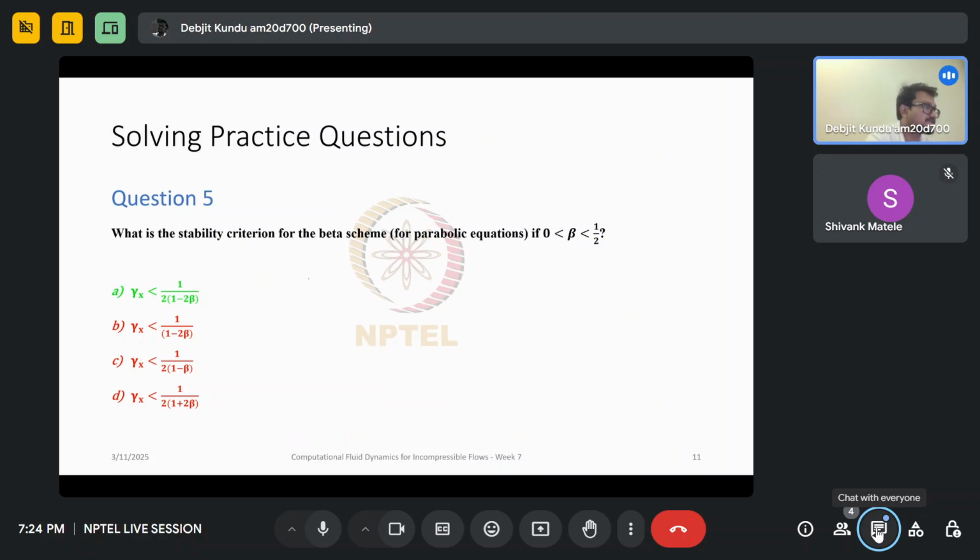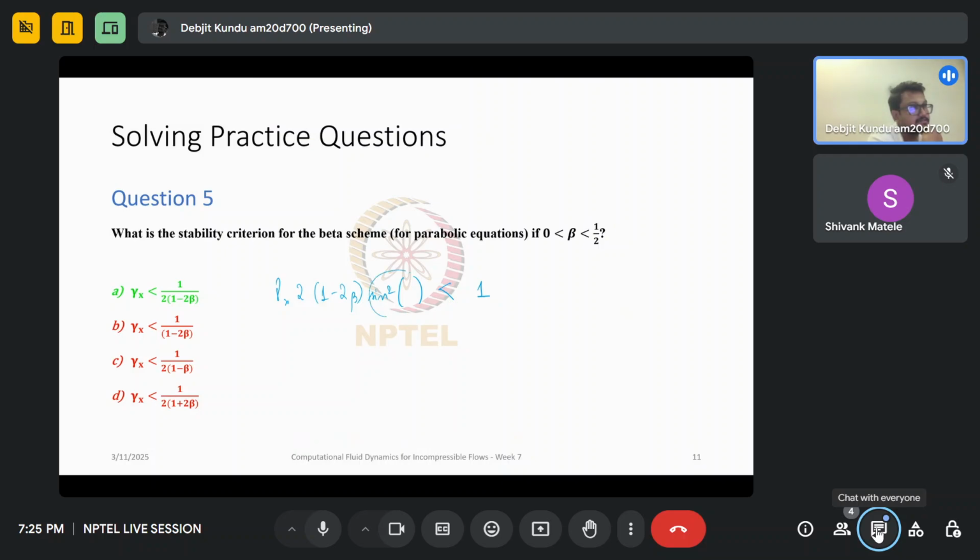So basically, if you go back to the lectures, this exact derivation was shown. It comes down to this: gamma x into 2 into 1 minus 2 beta into sine square of the wavelength term. This thing has to be less than 1.